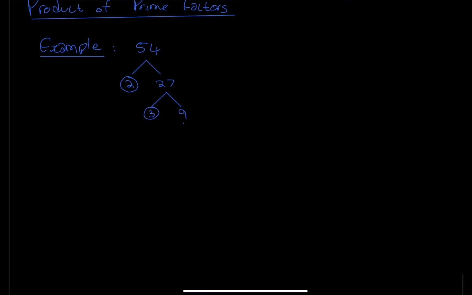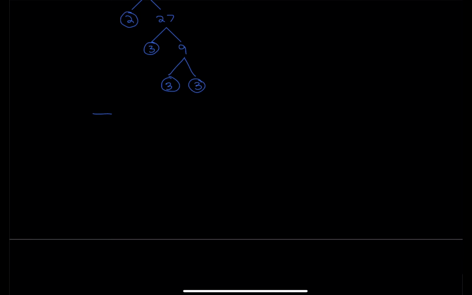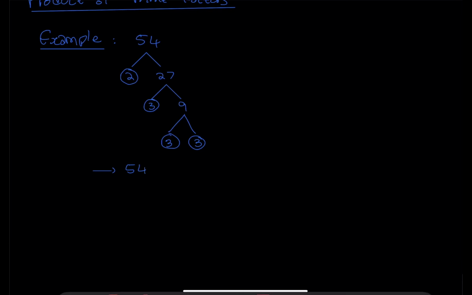3 is a prime factor. 9 can be divided further into 3 and 3. So if you notice, these are also prime factors. They can't be divided any further. So to write this as the product of prime factors of 54, I would say 2 times 3 times 3 times 3. And to simplify this, I would say 2 times 3 cubed, because it's three 3s. And that's your answer.